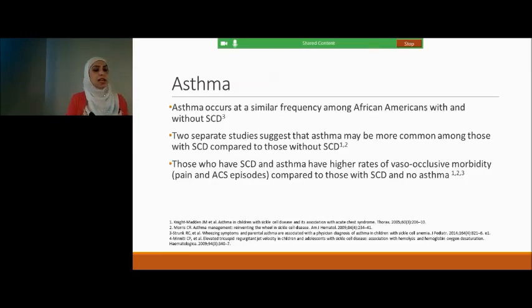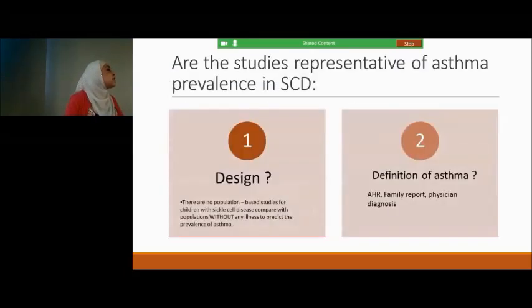And 2 other studies have actually shown that asthma may be more common among those with sickle cell disease compared to no sickle cell disease in the African American population, of course. And some studies say that kids who have sickle cell disease and have asthma are more likely to develop the serious complications of vaso-occlusive crises and acute chest syndrome. Now, where is that coming from, and why are they contradicting each other? Going back to all of that literature, we have to be careful how we interpret the data.